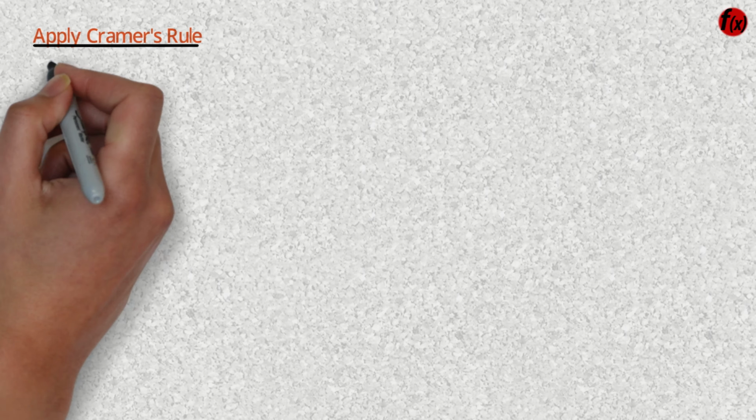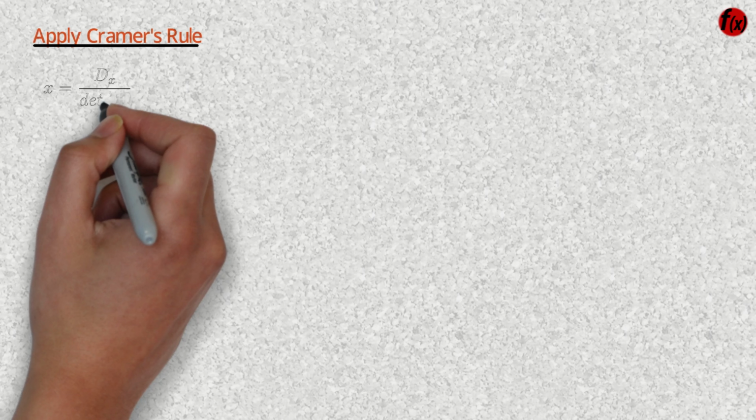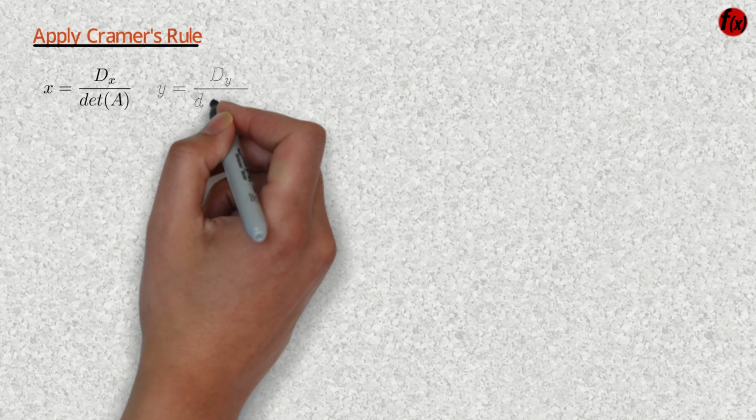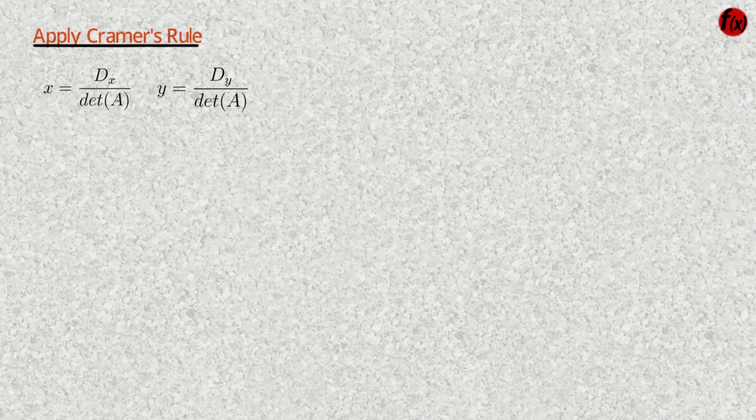Step 4. Apply Cramer's rule. Cramer's rule states that substituting the values we calculated.